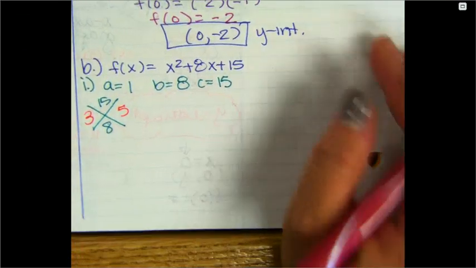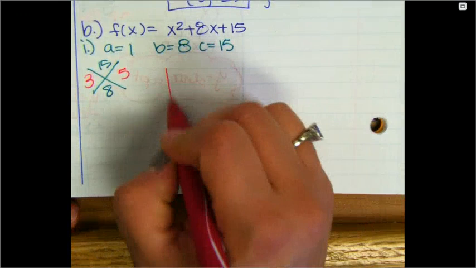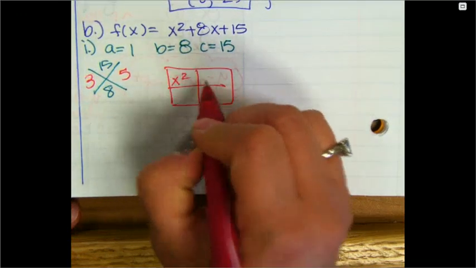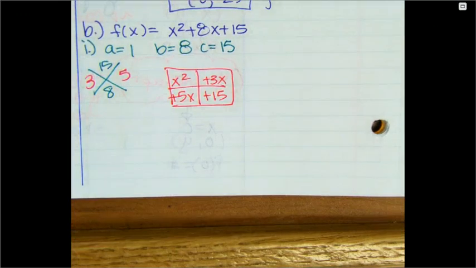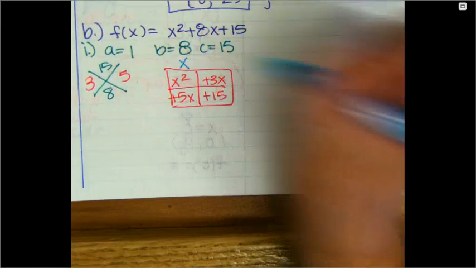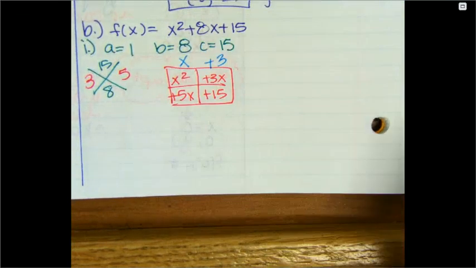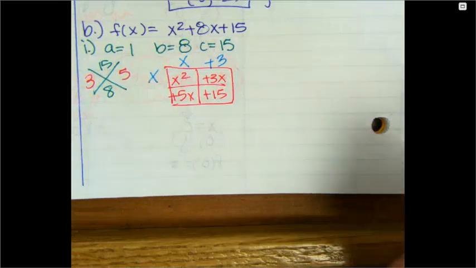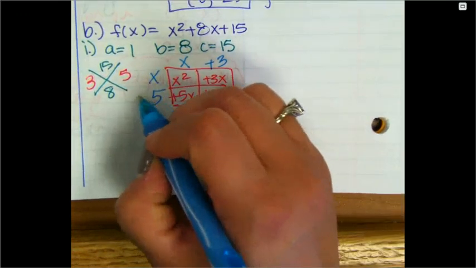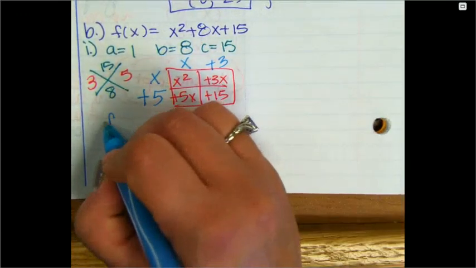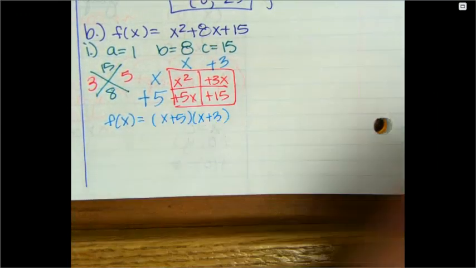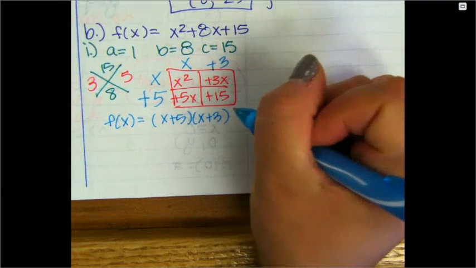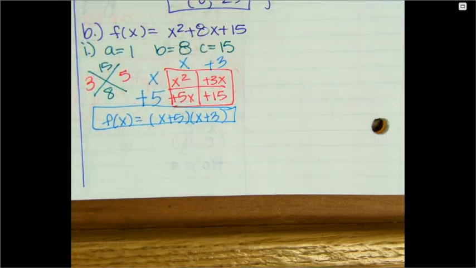All right, so then we put it in our box. X squared plus 3x plus 5x and plus 15, yes? All right, what does x squared and 5x have in common? Good. 3x and 15. Positive 3. X squared and 3x? And 5x and 15. Positive or negative? Good. So our intercept form is f of x equals x plus 5 and x plus 3. Yes? Who had that right? Good. If you can factor, you can do the rest, hopefully.